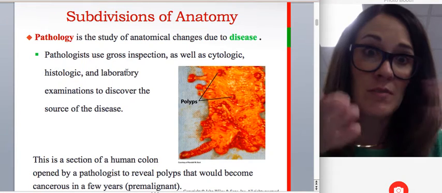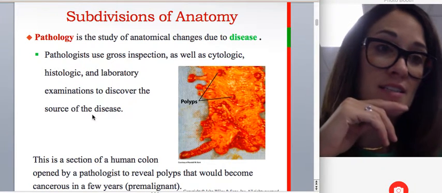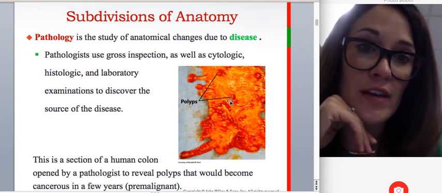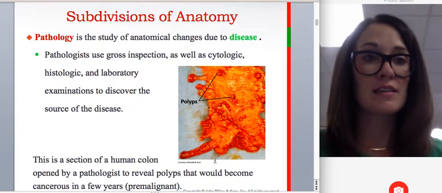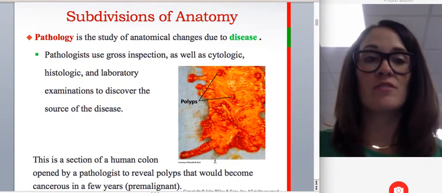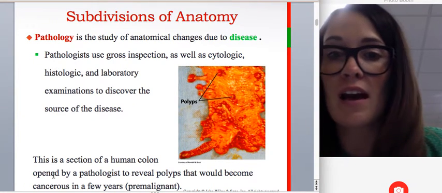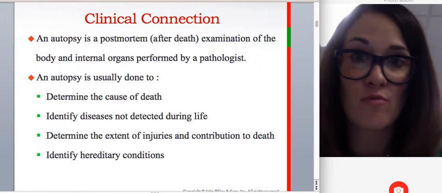Maybe there's something abnormal, and they try to discover the source of the disease. So here's a section of a colon that has polyps that are pre-malignant, which will become cancerous in a few years, that a pathologist determined. So I'm guessing the person had to get those removed.